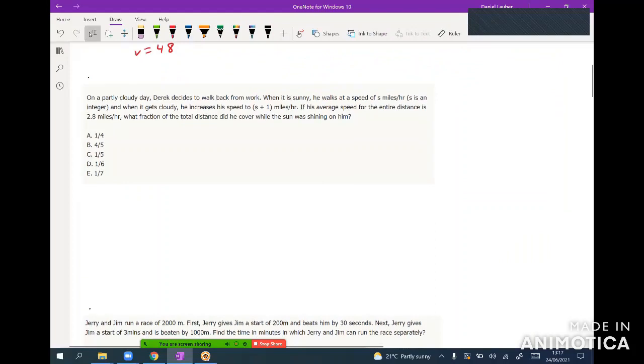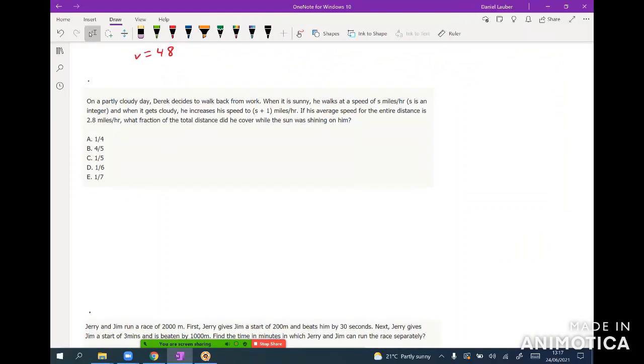That's the answer. On a particularly cloudy day, Derek decides to walk back from work. When it is sunny, he walks at a speed of S miles an hour. He's walking back from work, just doing a journey. He walks at a speed of S miles an hour where S is an integer. Okay, that's going to be important. And when it gets cloudy, he increases speed to S plus 1 miles an hour. So at some point it gets cloudy. And so his average speed for the entire distance is 2.8 miles an hour.